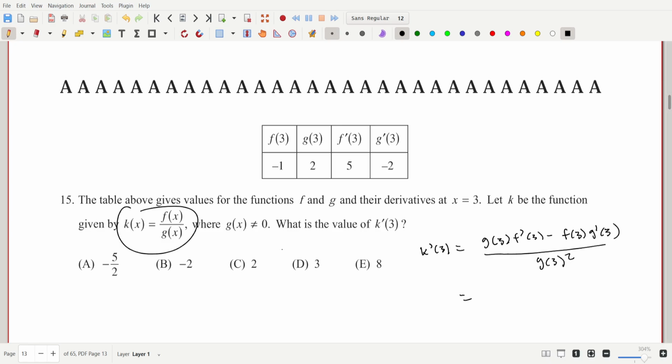Okay, g of 3 is 2, f prime of 3 is 5, f of 3 is negative 1, g prime of 3 is negative 2, g of 3 squared is 4. That's 10, 3 negative, so minus 2 over 4 is 8 over 4, which is 2.